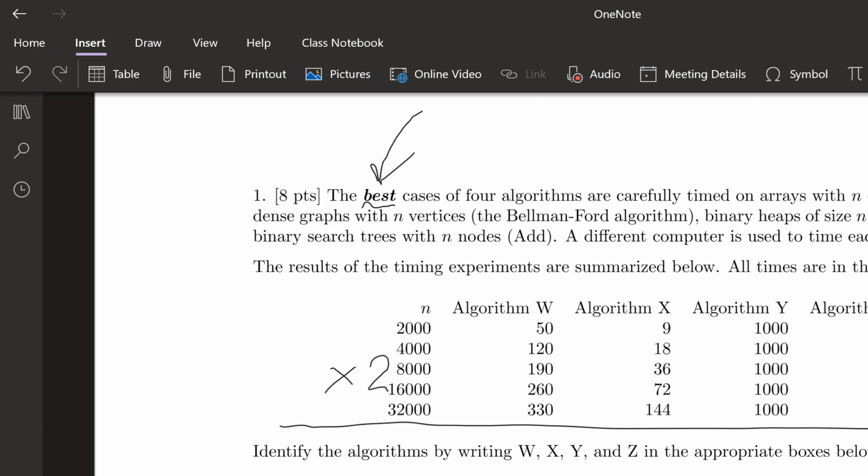I've learned something. So we're looking at algorithm Y, and it looks constant, right? It's taking the same time all the time. Which of these algorithms would take constant time every time in the best case? Just inserting into a binary heap. Putting it on the bottom and then not moving it. Exactly. Did everybody hear that?